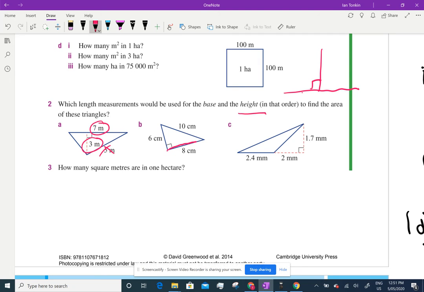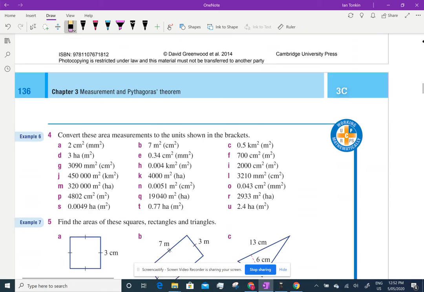Here, we're looking at this one. They're joined by a perpendicular line. So base 8, height 6, or the other way around, it doesn't matter. Here, our height's actually outside the triangle. And the base of the triangle is this. It's got nothing to do with that bit, right? But the perpendicular height can be outside the triangle. Okay. Question 3, you already did.